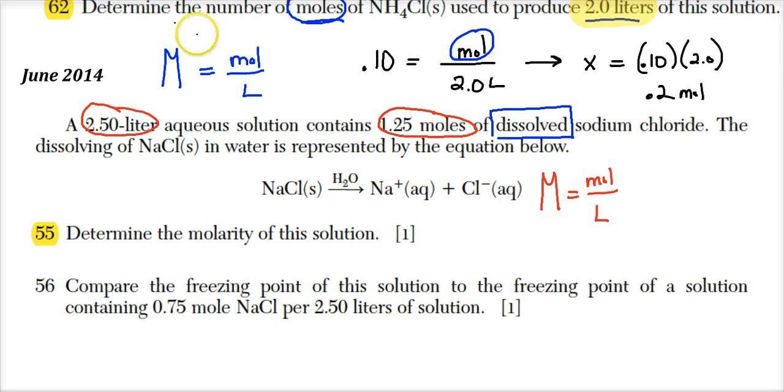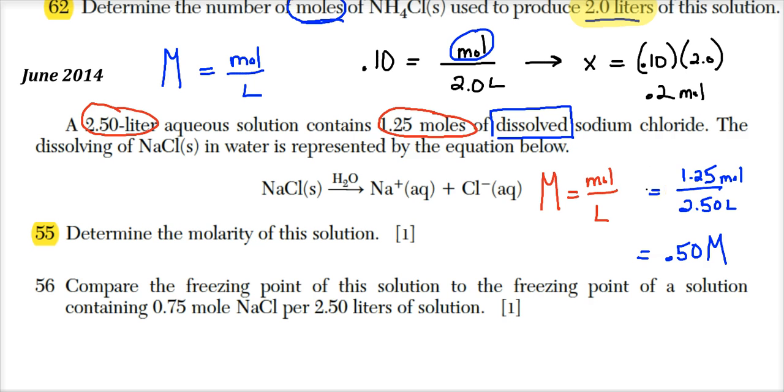Okay, so what do I have? I have 1.25 moles over 2.50 liters. And when I do the math, I get 0.5, let's say 0.5 big M for molar. That's all I'm doing. I'm plugging into my molarity formula.